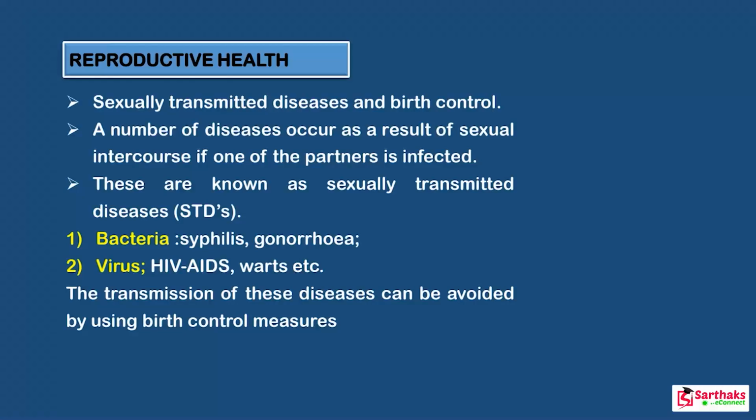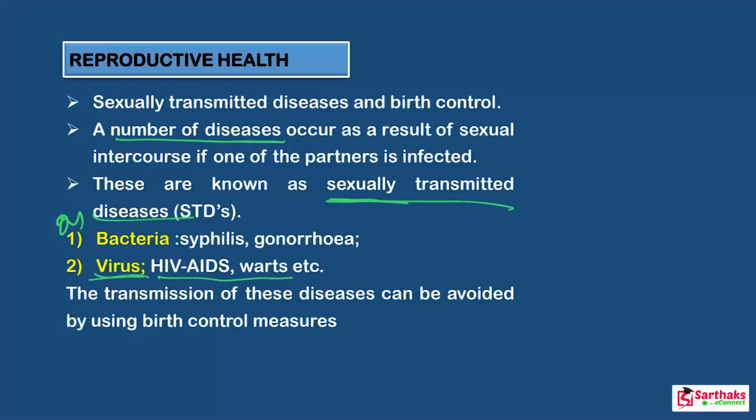So after sexual intercourse, a large number of diseases can occur. These diseases are known as sexually transmitted diseases. Sexually means the diseases which are transmitted through sexual intercourse. These diseases are caused by bacteria and also by viruses. So learn this well, these are very important things. Syphilis and gonorrhea are caused by bacteria, while HIV/AIDS is caused by viruses.